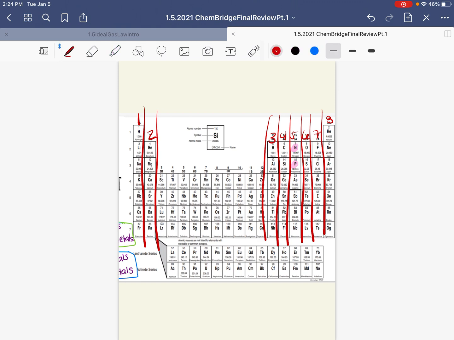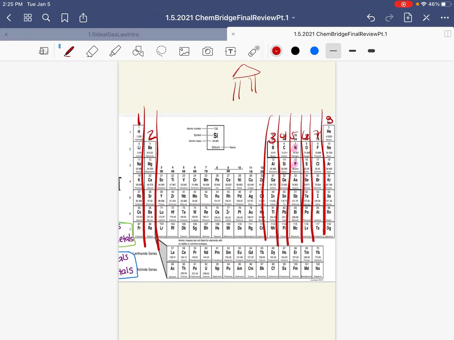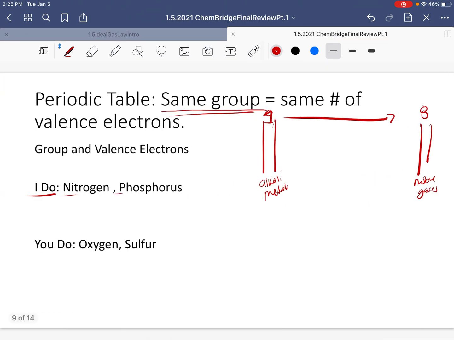So they are in the same column. Columns are the ones that hold the house up. Those are columns. So I know that they're in the same column. So they are in the same group. And they both have 5 valence electrons. Emphasis on valence electrons. It's not the same number of electrons. They have a different number of electrons, but they have the same number of valence electrons.